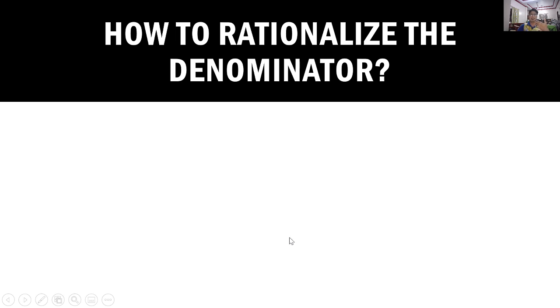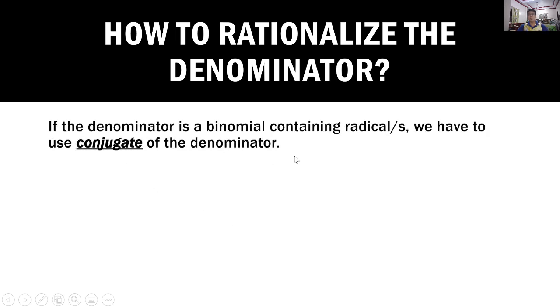So, ano rin yung gagawin natin? Now, if the denominator is a binomial containing radical or radicals, kasi yung pinakita ko kanina, isa lang, pwedeng dalawa pa rin yan. We have to use conjugate of the denominator. Halimbawa, ito yung given. 3 over 2 minus the square root of 3. Ngayon, may sinasabing conjugate of the denominator. What do you mean by conjugate? Dapat alam natin para maintindihan natin kung anong gagawin. So, what is conjugate?